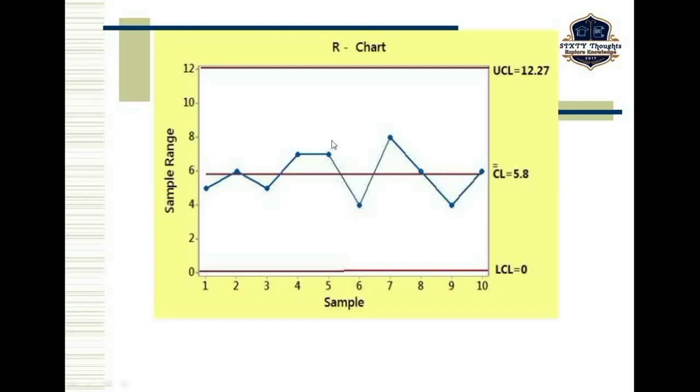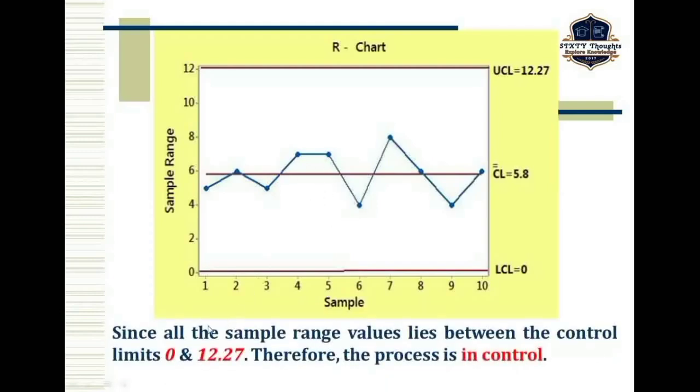Okay, let us see. In this graph, all sample range values lie between the lower control limit and the upper control limit. Therefore, the process is called in control. In case any one point is out of this control limit, we can say that the process is out of control. So using this graph, we write the conclusion. Since all the sample range values lie between the control limits 0 to 12.27, the process is in control.